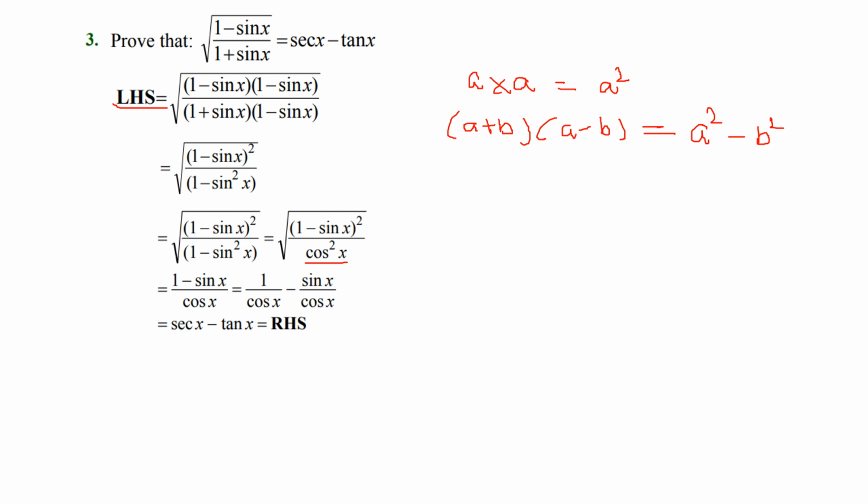Now we can apply the root on both sides. So the square and root will be cancelled. So we have only 1 minus sin x divided by cos x. And this denominator cos x is common for both terms in the numerator, so we can separate it: 1 over cos x minus sin x over cos x. So 1 over cos x will be secant x, and sin x over cos x will be tan x. Hence, it is the right hand side. It's proved.